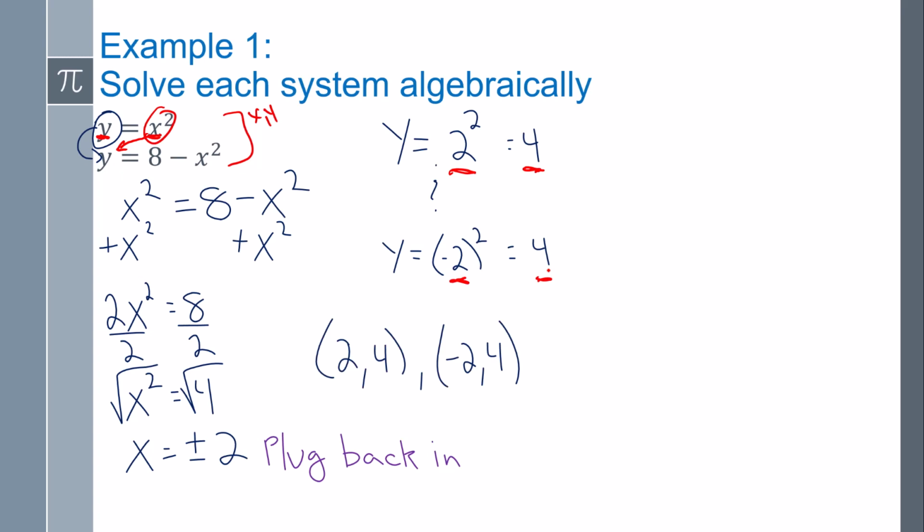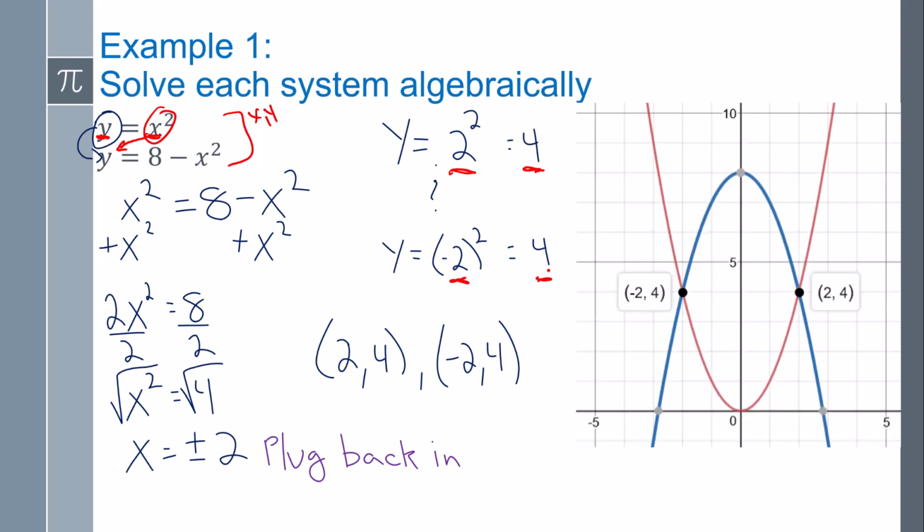Now we write our answer as a point because let's look at it graphically. What if I put this into Desmos? What we just found are where these two equations intersect. That's the solution. The solution is where these equations intersect. That's what we're looking for, and we're finding that algebraically. And so they intersect at these values here.